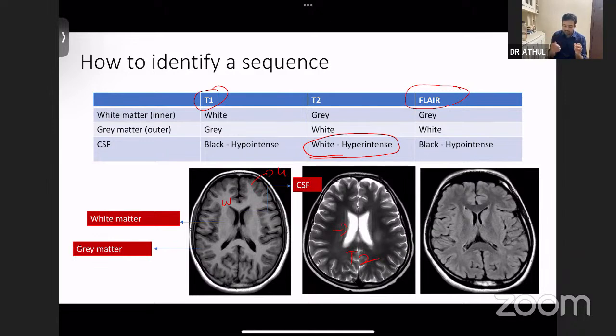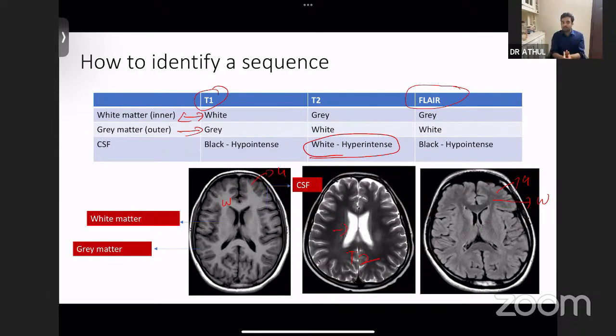So in T1 weighted images, the gray matter will be gray in color, white matter will be white in color. Fluid will be black in both T1 weighted images as well as FLAIR images. But in FLAIR images, the gray matter will be seen bright. See, the gray matter is bright and the inner white matter is gray. So there will be differentiation. That is how you should differentiate T1 and FLAIR in exams.